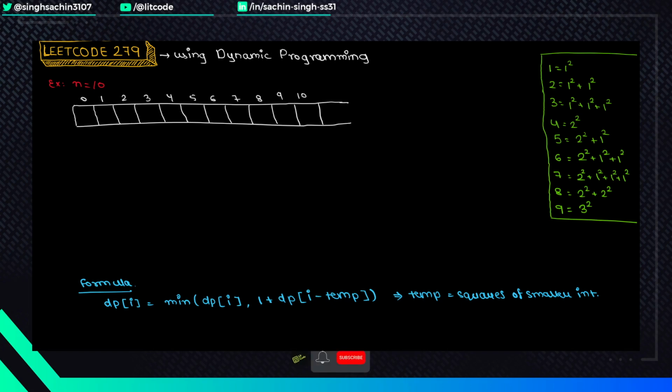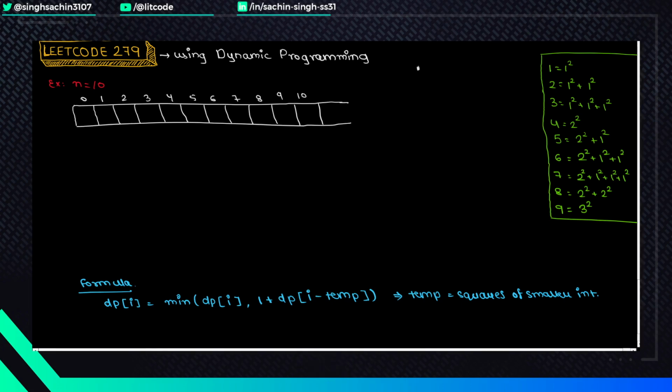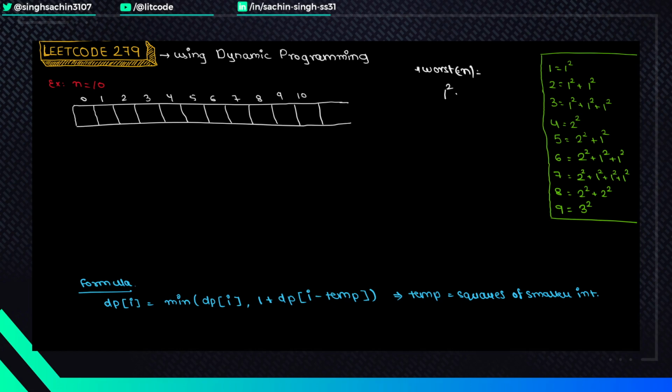So for the reference I have already mentioned a few of the possibilities over here, the best possibilities or the minimum squares which we'll need to make any of the numbers. And I'll also add one more thing. Worst case for n will be to add one square n times, right? This we should keep in mind.